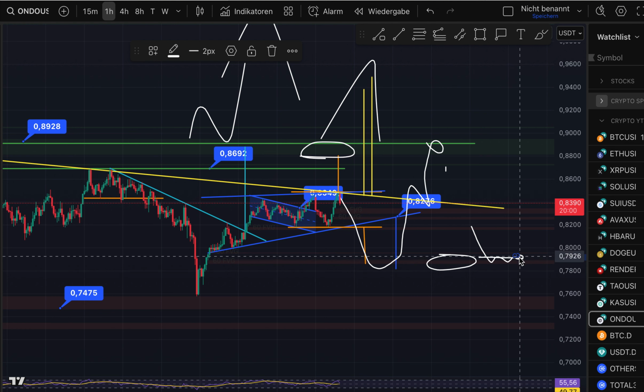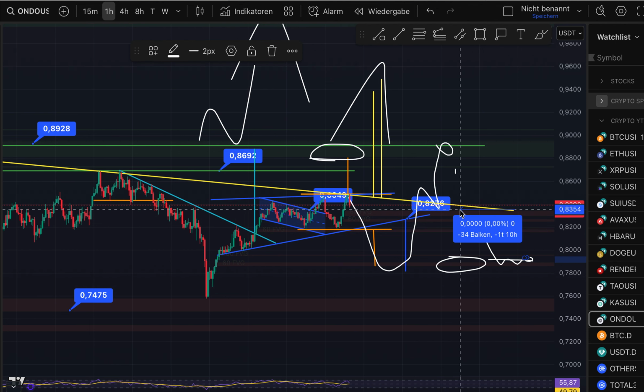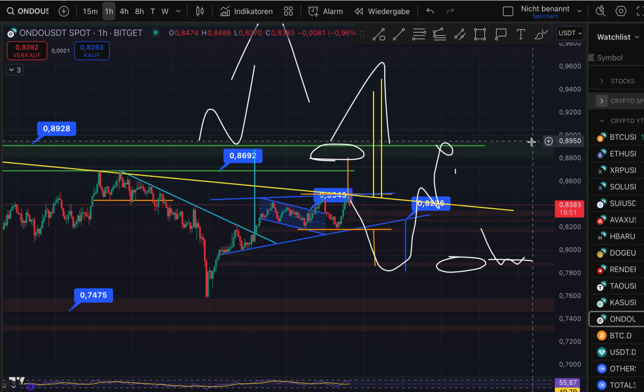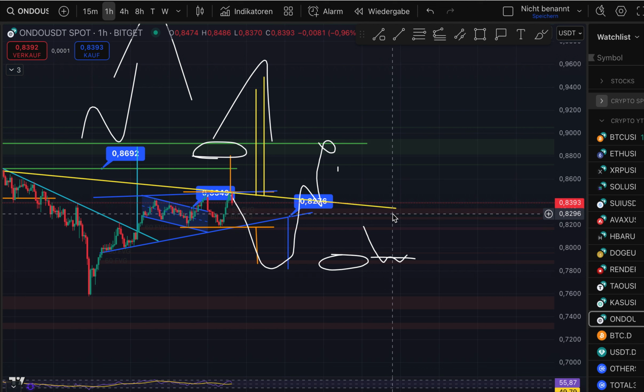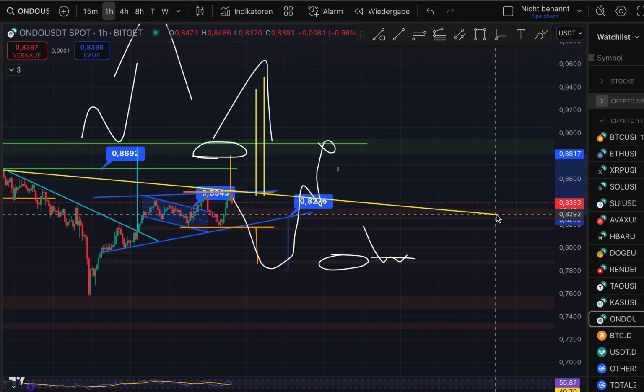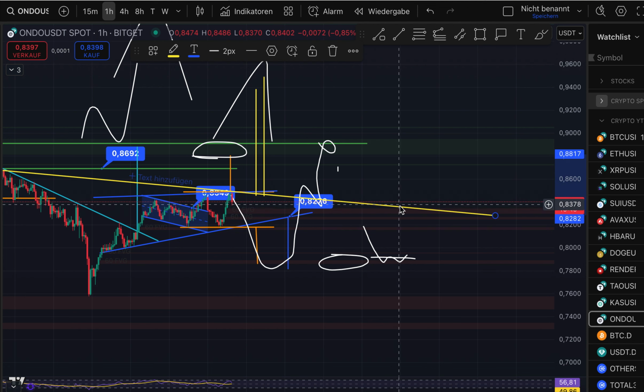And I can increase my position size on the way up because this yellow trend line is coming from the upside. So if we, what did I do here? So if we make this trend line longer and we break it to the upside later, then we will get even a lower entry price for Ondo.